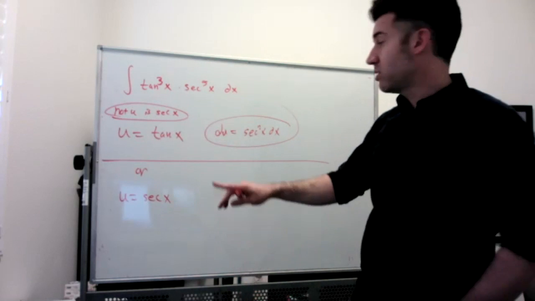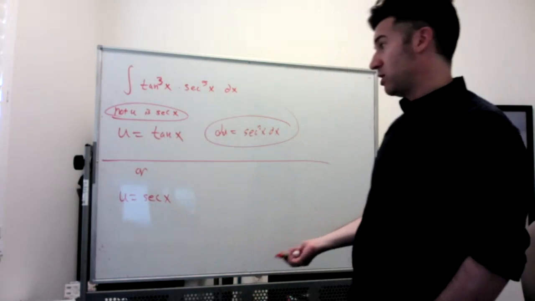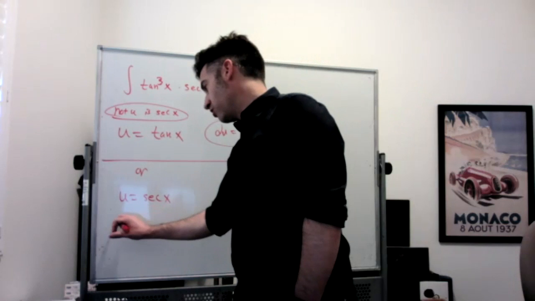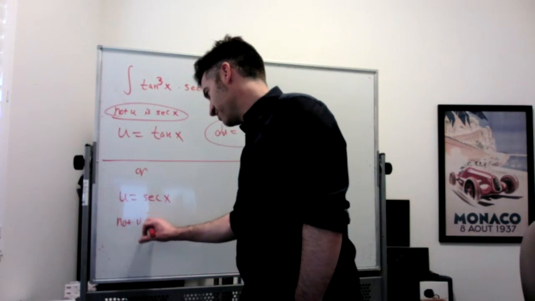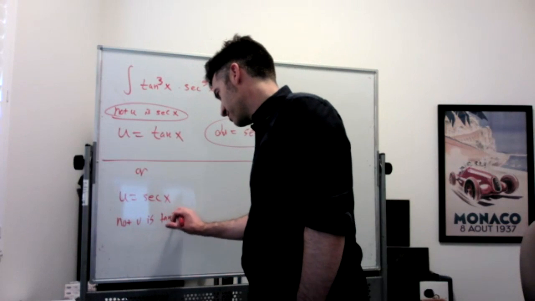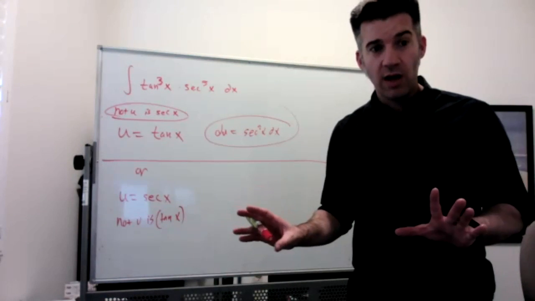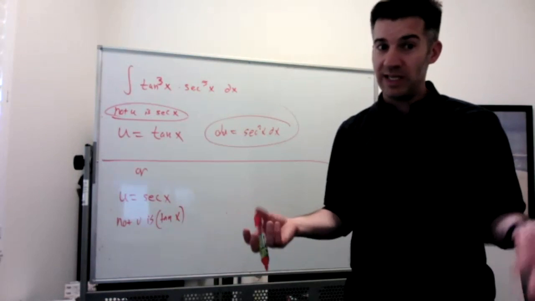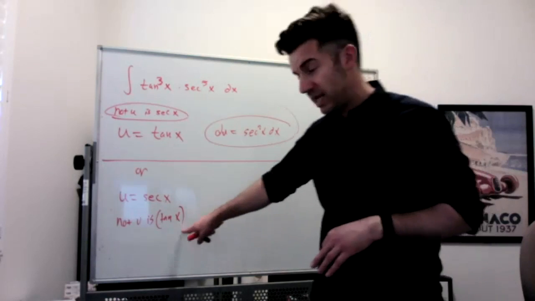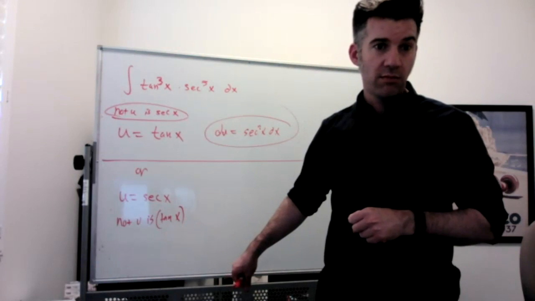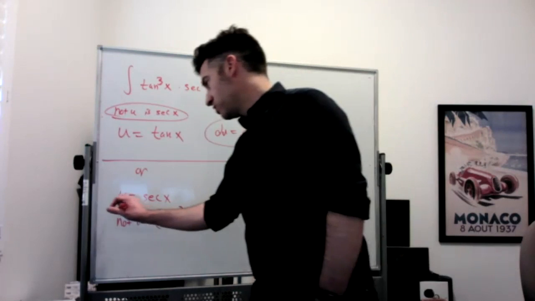So let's look at the choice of secant. We pick u equal to secant, then our not u is tangent. So we know that when we're trying to make this work, after we deal with du, we want an even number of our tangents left over. So what's du? What's the derivative of secant?